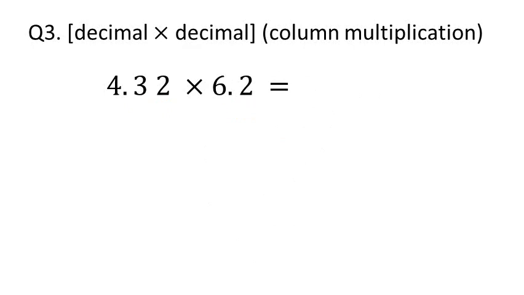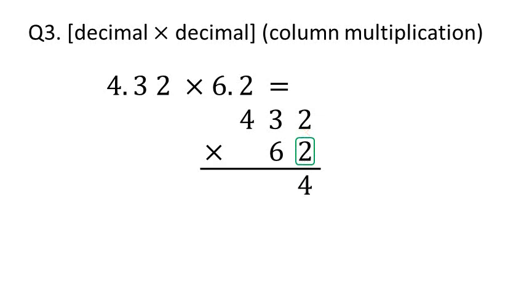4.32 times 6.2. First of all, ignore the decimal point. We calculate 432 times 62 by column multiplication. We need to focus on 2 first. 2 times 2 becomes 4. 3 times 2 is 6. 4 times 2 is 8. Now we move to 6. 2 times 6 is 12. So 2 is placed here and 1 is carried over to the next digit. 3 times 6 is 18 and added by 1 it will be 19. So 9 is placed here and 1 will be carried over to the next digit. 4 times 6 is 24 and added by 1 it will be 25. So 5 is placed here and 2 will be in the next digit.